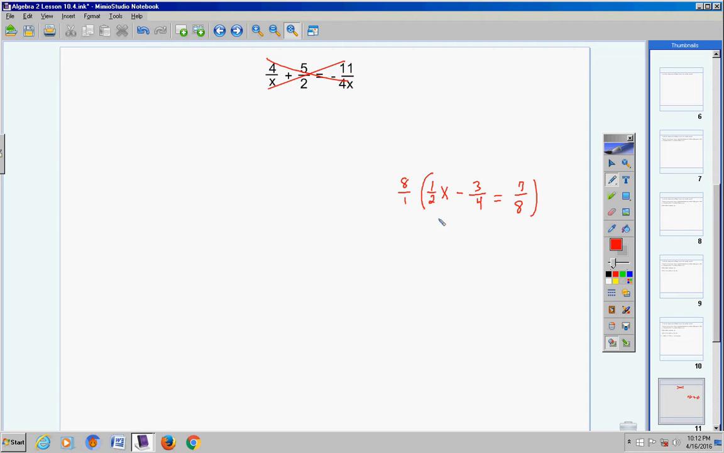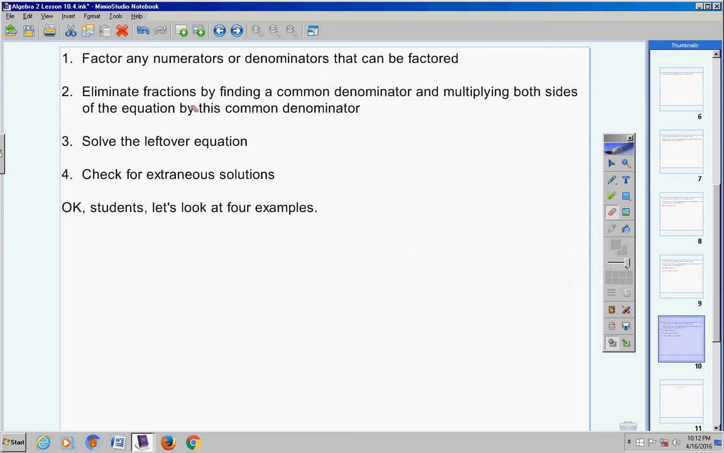8 over 1 times 1 over 2 gives you 4x. 8 over 1 times negative 3/4 gives you a negative 6. Your 4 would cancel into your 8 twice, and 2 times 3 is 6. 8 over 1 times 7 over 8, your 8 would cancel with your 8 once, and 1 times 7 is 7. So by finding a common denominator and multiplying it through, look what you're left over with. An equation with no what? Fractions. Okay, so that's why we do step 2. That's why we eliminate fractions by finding a common denominator and multiplying it through the equation.